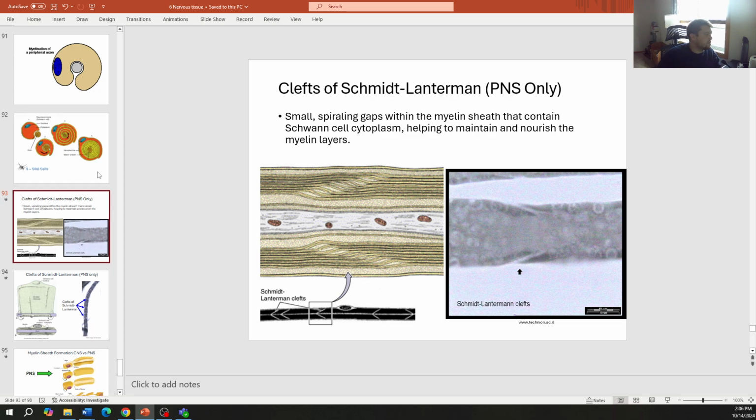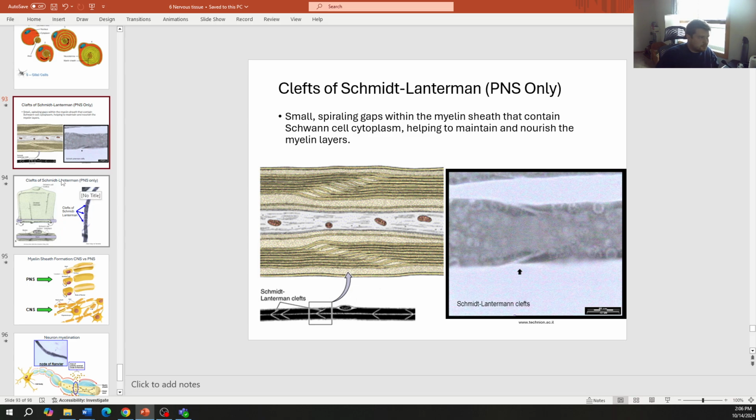The clefts of Schmidt-Lantermann are only in the peripheral nervous system. They're small spiraling gaps within the myelin sheath that contain Schwann cell cytoplasm. They help to maintain and nourish the myelin layers. What you really only need to know is the name of it, that it maintains and nourishes the myelin layers, that's its job, and then be able to recognize it on a picture.